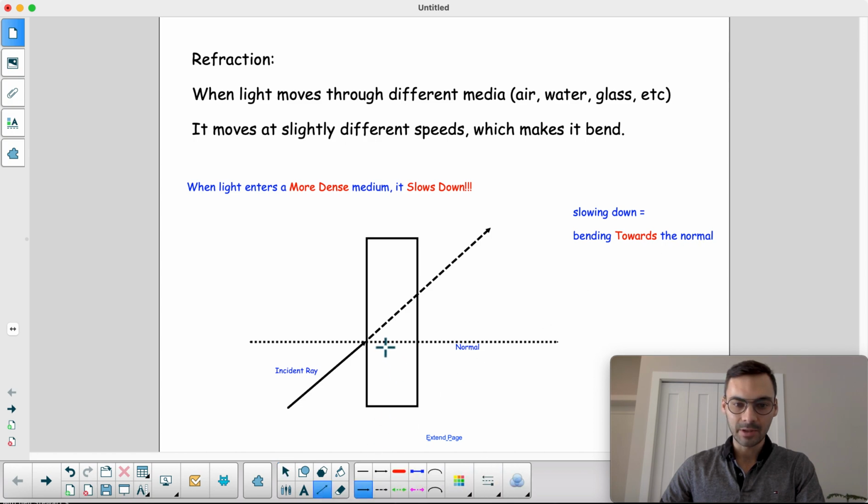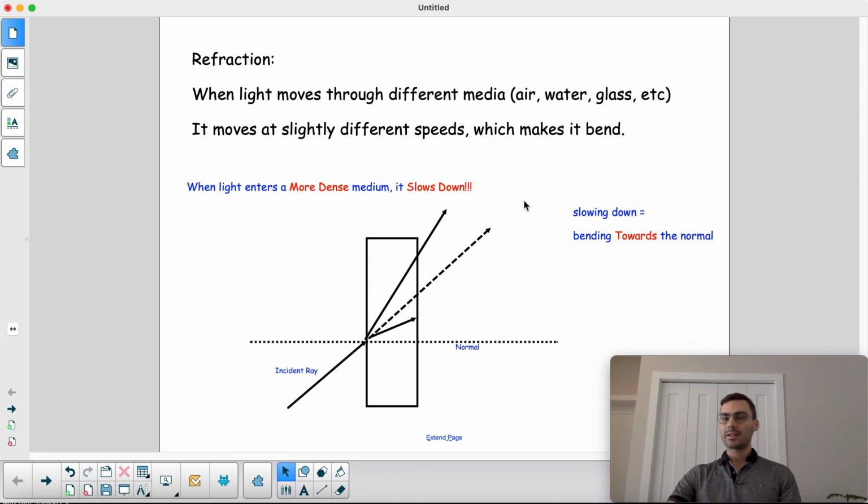So we got two options. The light can either bend like this and change direction, or it can bend like this and change direction. Take a second to make a guess as to if it's bending towards this normal or this side of the normal.